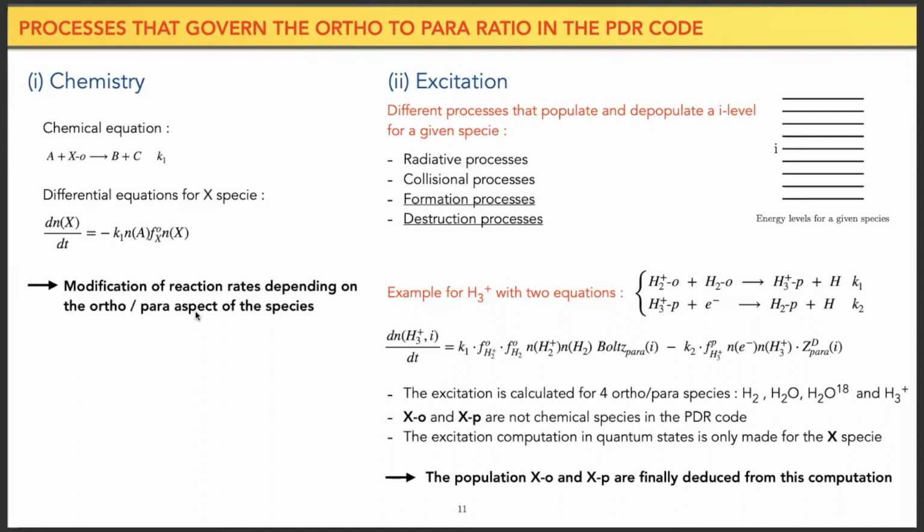But it's important to notice that in the PDR code, the species XO and XP are not chemical species, and the excitation computation is only made for the X species. Then from this computation, we can finally deduce the populations XO and XP.